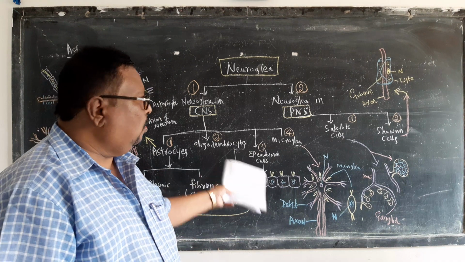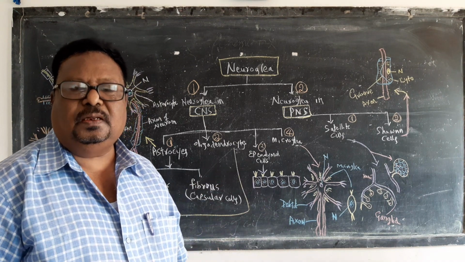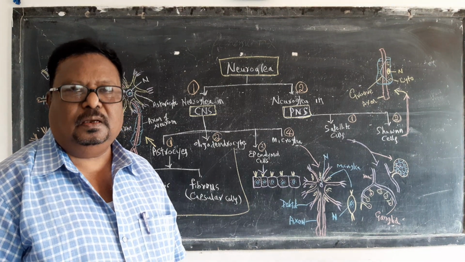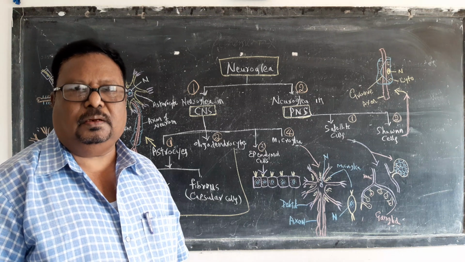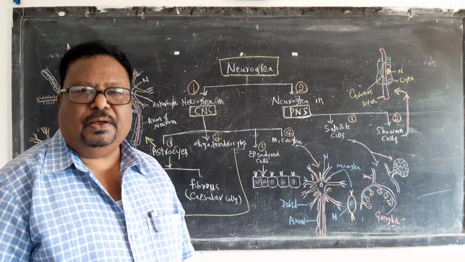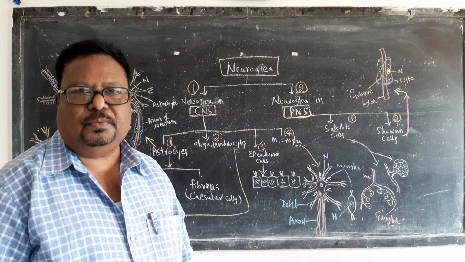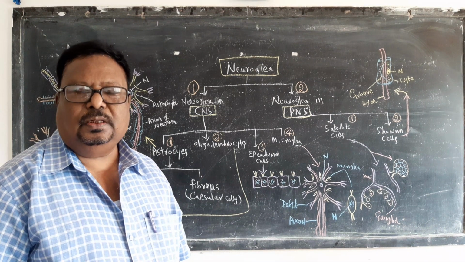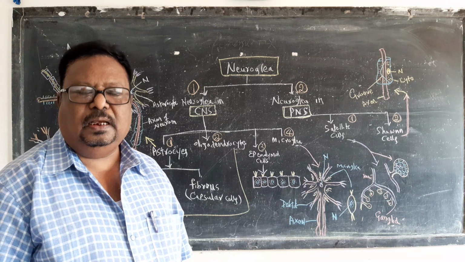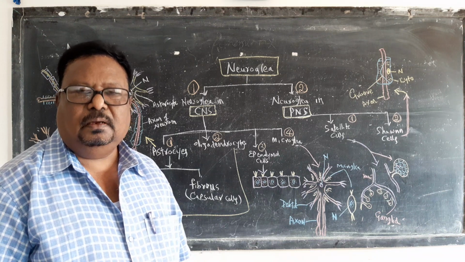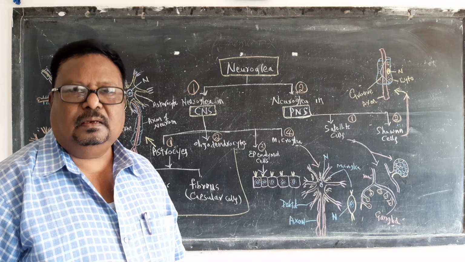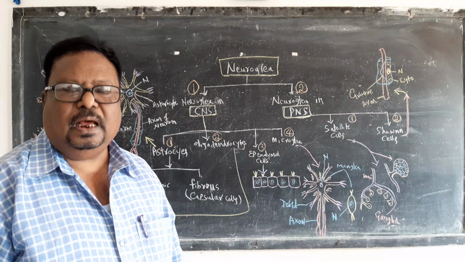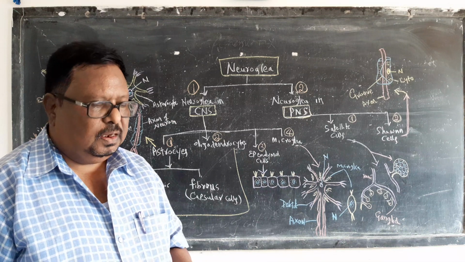I have already given the chart. This has been studied in the nervous tissue, and we have already studied this. Even then I am repeating it because this is a very important part of the nervous system. The nervous system is made up of neurons and neuroglia, so this tissue is very important. Hence I am repeating it once again, because they are very important structures of the system.